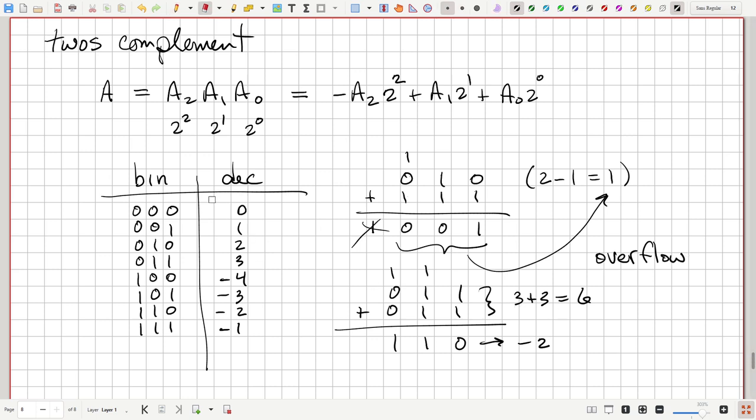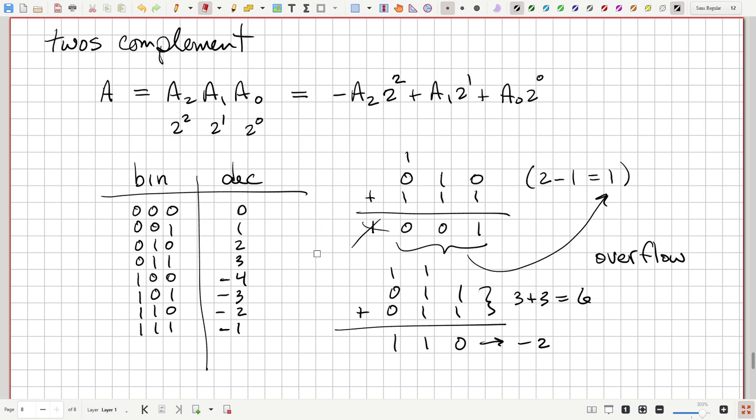So as long as the numbers you're adding together don't produce overflow, this 2's complement works beautifully. You just throw away any extra digit you get here, which turns out when you implement this with logic gates is extremely convenient. You just leave something off. You just don't even deal with whatever the overflow would be. And then it produces the appropriate sums, including sums of positive and negative numbers.